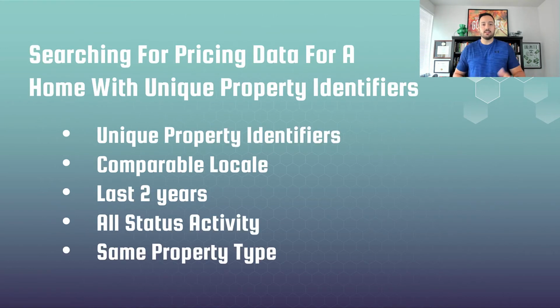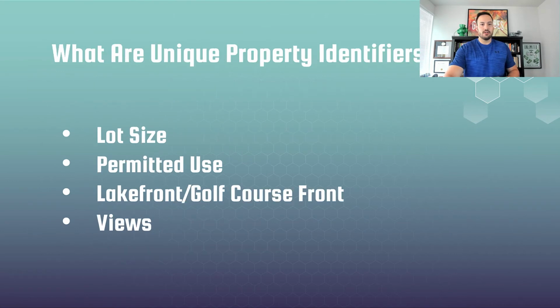So in this case, again, going back one step, we're looking for that unique property identifier, and when we search for pricing information, we're going to search for homes or properties that have that same identifier in a comparable locale, the last 2 years, all status activity in the same property type. Now, let me give you an example here of what we did.